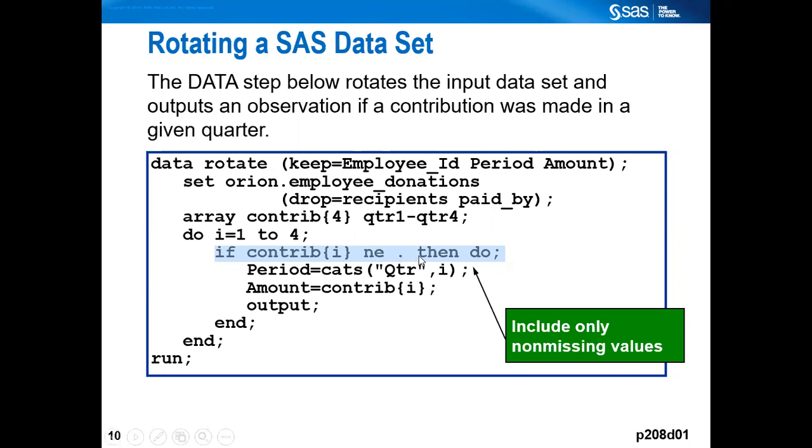If those are not equal to missing, then do create a column called period, which you are going to concatenate with quarter and with I. Then amount is going to be the value of contrib I. Output immediately the current processing value. End with this do loop. The inner end is for the then do, and the outer end is for the do loop. All right. Look at this code carefully. Very simple.